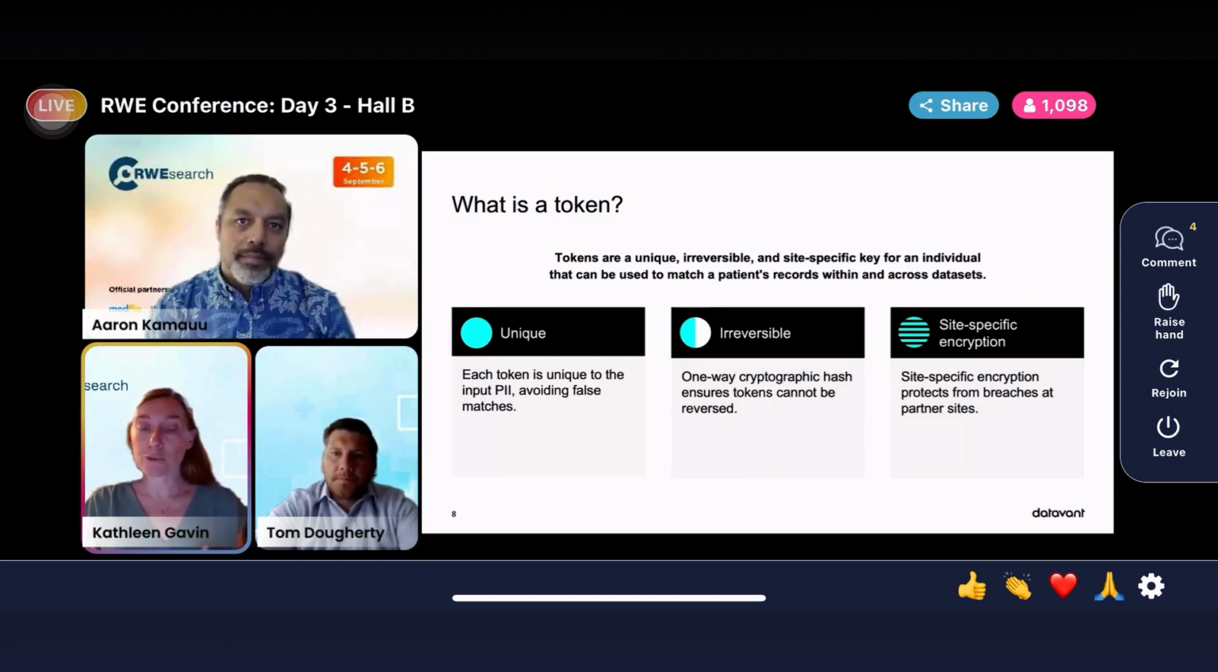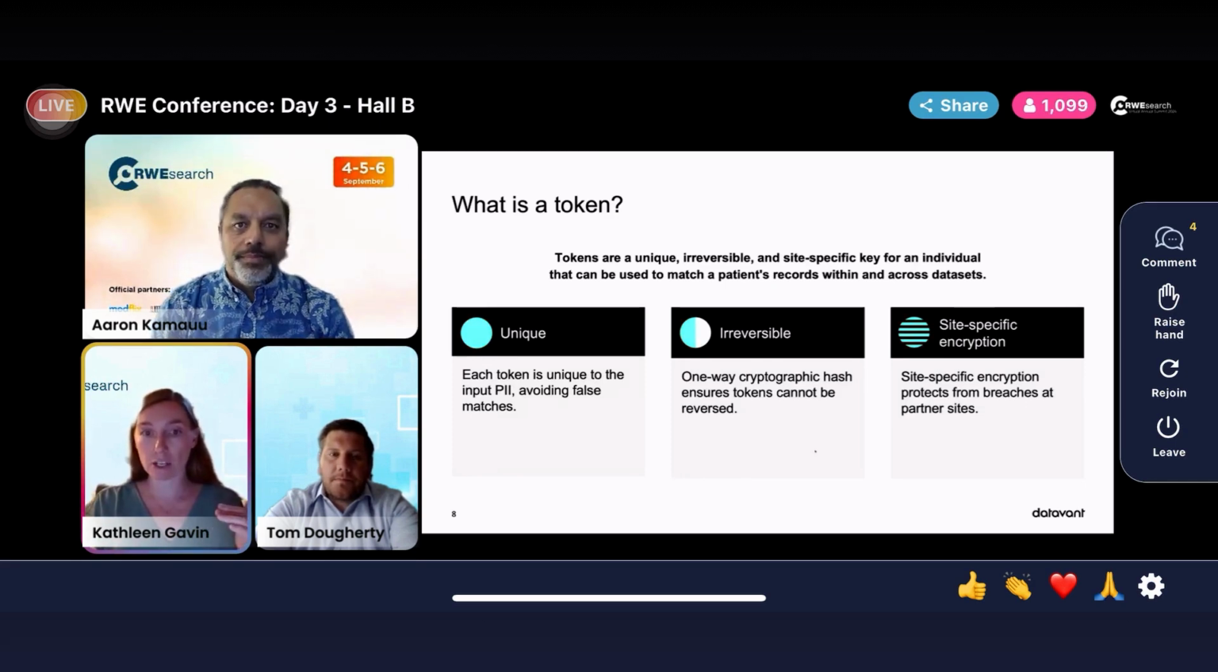So tokens are unique, de-identified, and site-specific keys for an individual that can be used to match a patient's records at an individual level within and across data sets. As Aaron had mentioned before, access to these de-identified data sets is out there. People have used them for a long time, but one of the limitations is that we haven't actually been able to link an individual's record over time at that singular level. And so what the tokenization does is create this unique ID across different disparate data sets that allows those data to become linkable at the individual level.